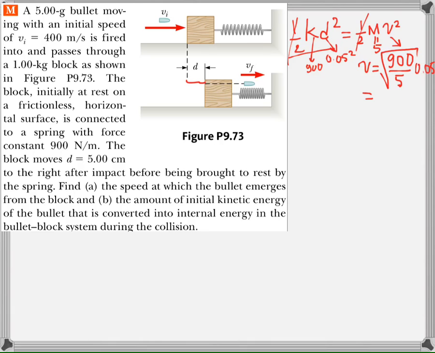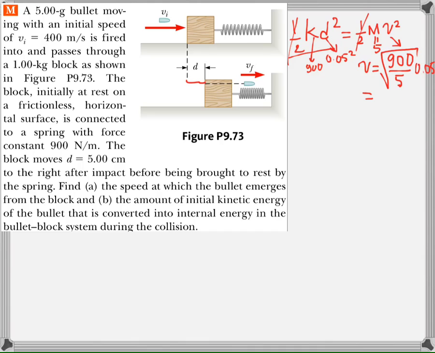Next, are we done? The question is the speed at which the bullet emerges from the block. Well, we have found the speed of the block after the bullet emerges from it. But the question asked not the speed of the block, but the speed of the bullet. Well, I have calculated the speed of the block. I will use this velocity to calculate the speed of the bullet after the bullet emerges from the block. How can I find it?